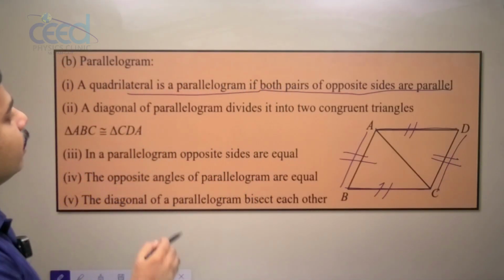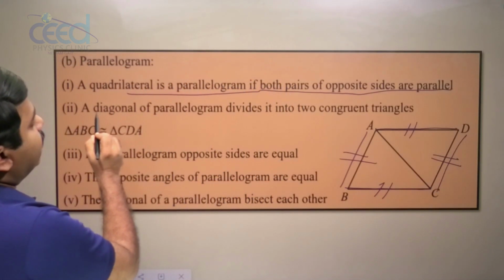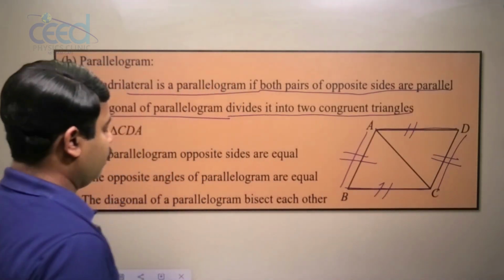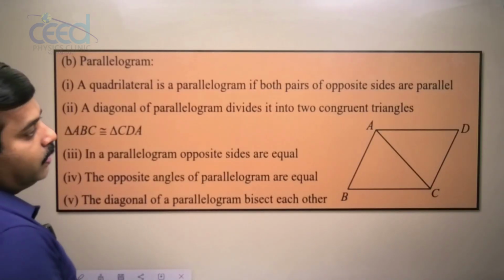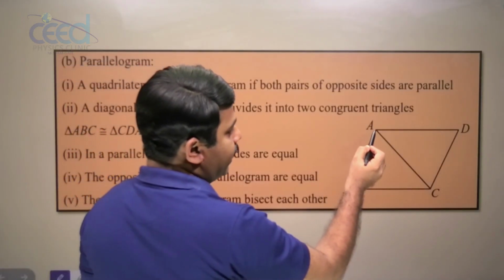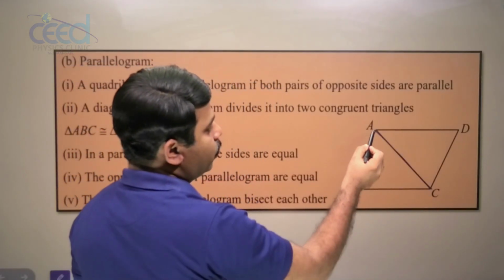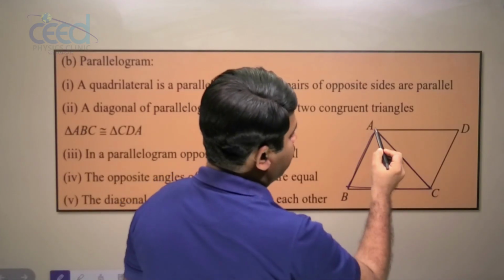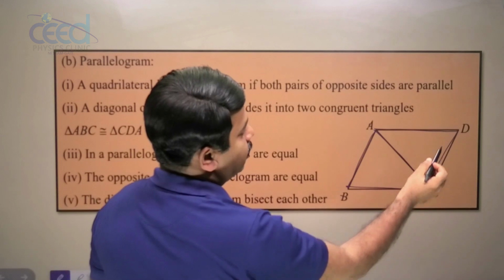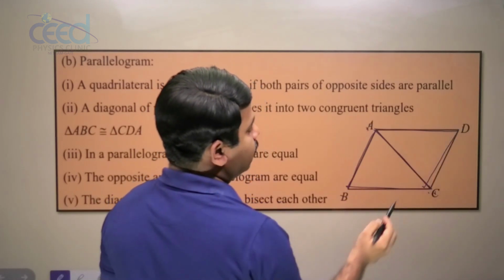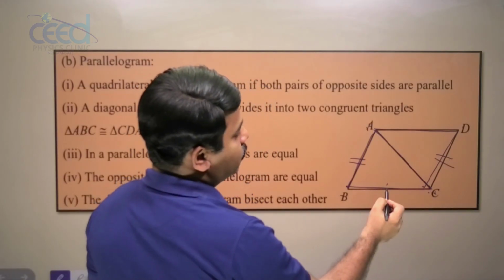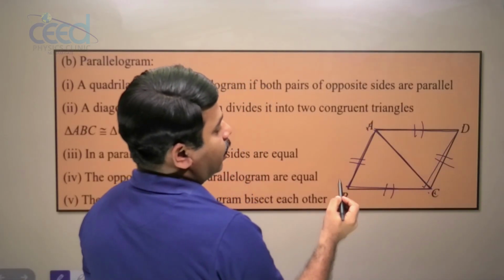Now the next point is that the diagonal of a parallelogram divides it into two congruent triangles, right. Look here, we have a parallelogram and this is the diagonal of this parallelogram. Now you have two triangles here, one is triangle ABC, another is triangle ACD. See, this side is equal to this side, and this side is equal to this side, right.